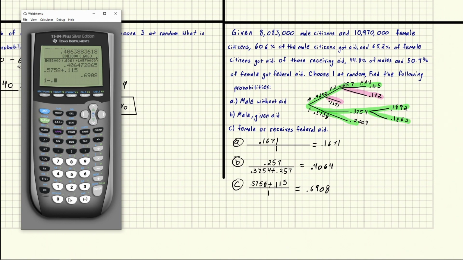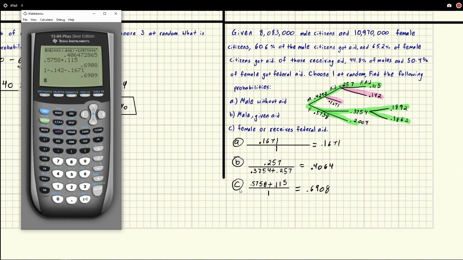So you could choose to do it this way as well. I think it's a little less intuitive, but it's a way to sort of check our work. So we do 1 minus 0.142 minus 0.1671, and we get out 0.6909. So there's some rounding discrepancies here, but you see it's practically the same number. So this is another way to do it.